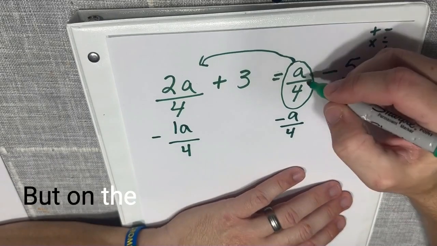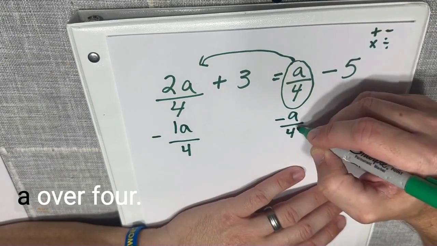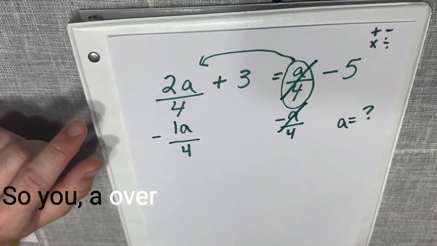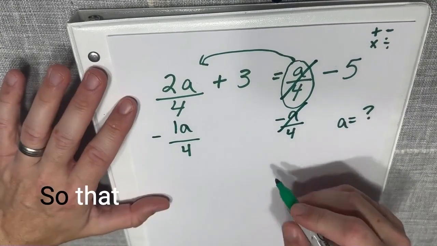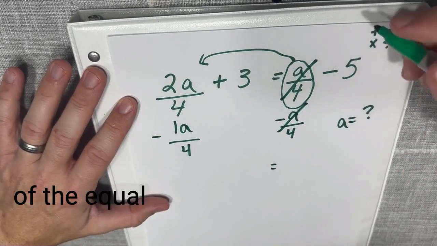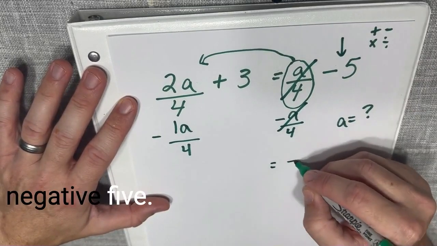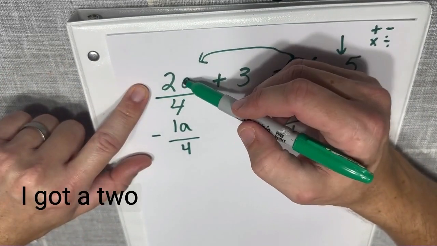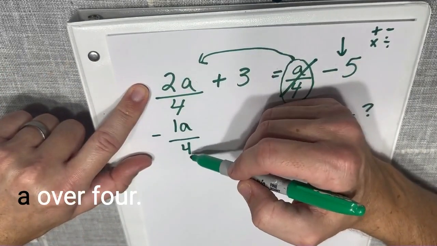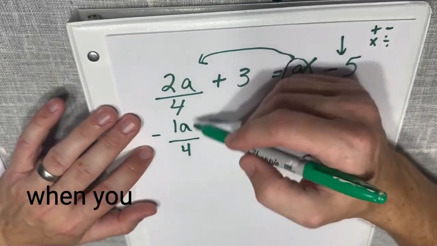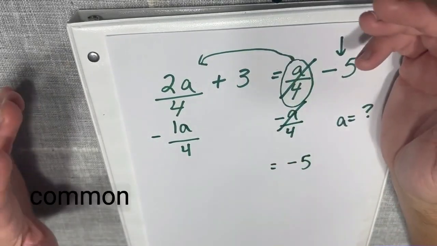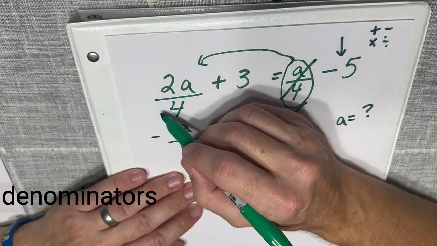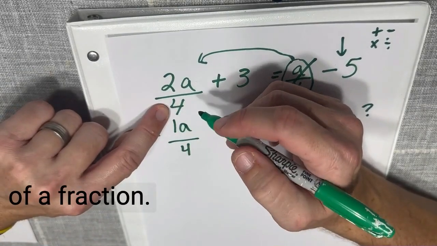Okay, but on the right side, this A over 4 minus A over 4, the great thing about that is that cancels out. See ya. A over 4 is gone. Okay, so that means on the right side of the equal sign, the only thing we have left is that -5. Okay. Now over here, we got a lot going on. I got a 2A over 4 minus 1A over 4. Okay. Now remember, when you subtract or add fractions, they got to have a common denominator. In this case, it worked out perfect. They both have a 4. And remember, a denominator is just simply the number at the bottom of a fraction.